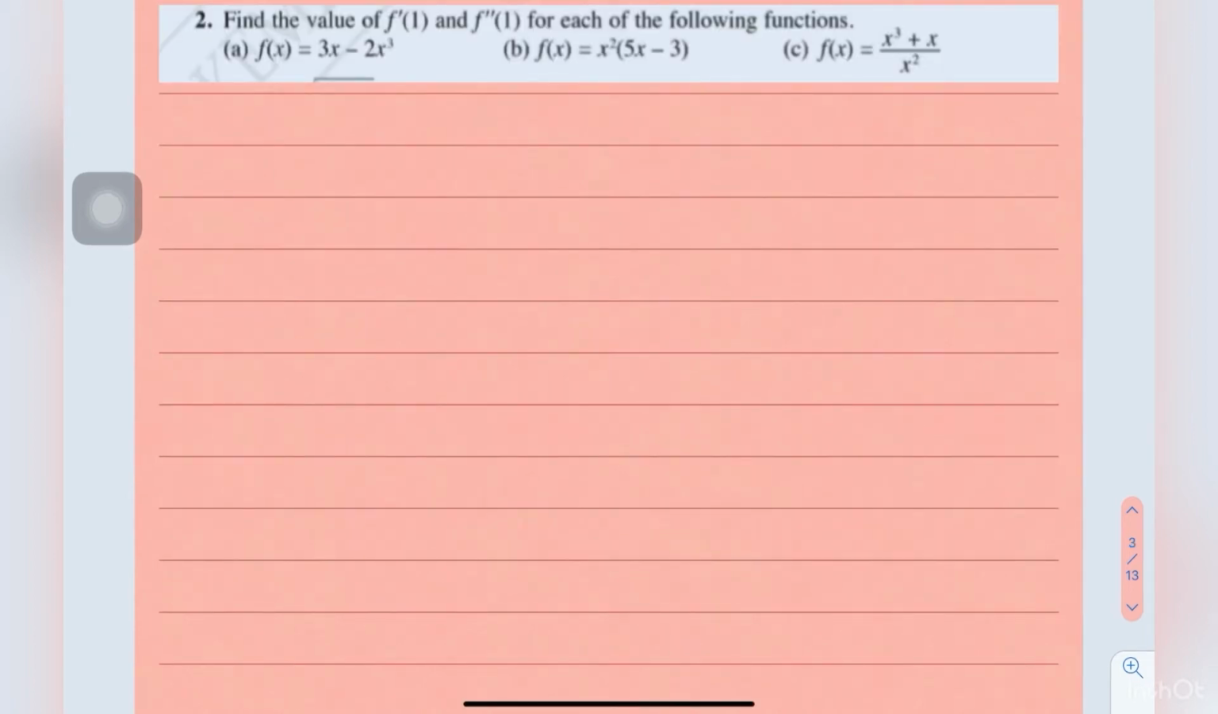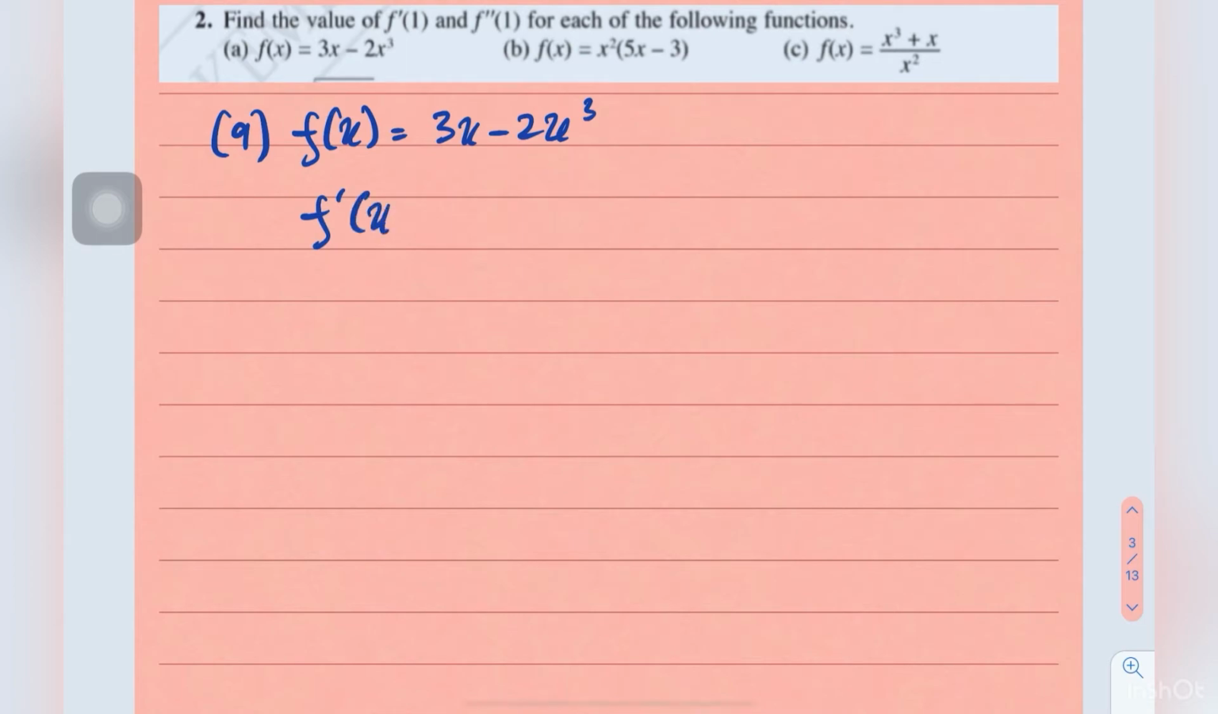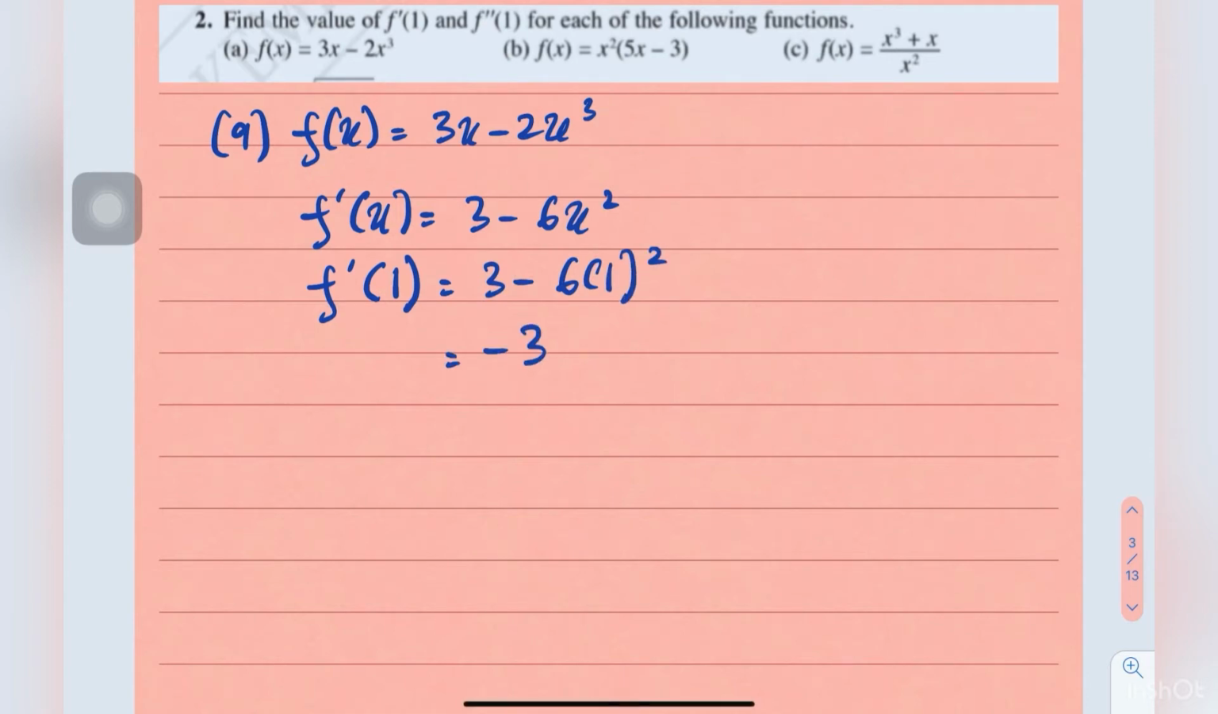Number 2, given f(x) equals 3x minus 2x cubed. The question asks you to find the value of f prime 1 and f double prime 1 for each of the following functions. So we differentiate: f prime x equals 3 minus 6x squared. Then we substitute x equals 1: 3 minus 6 times 1 squared is negative 3. Here is the answer for f prime 1.